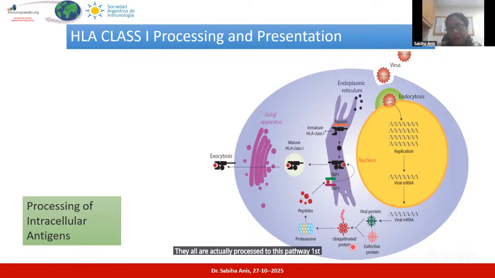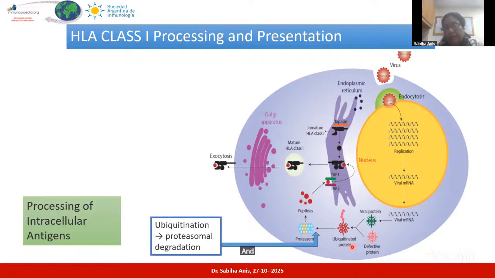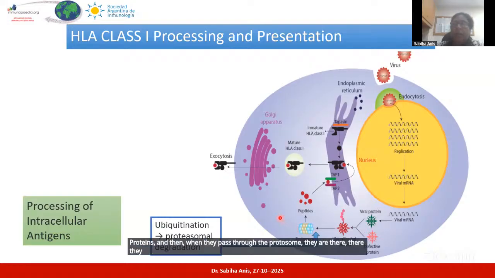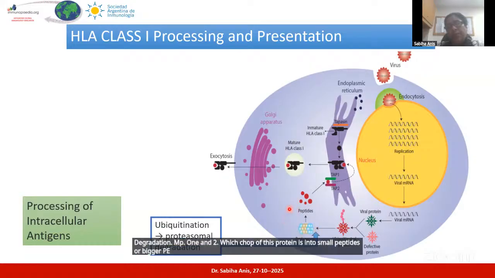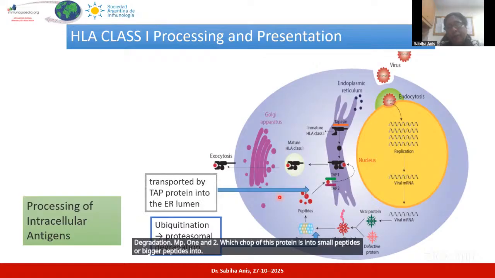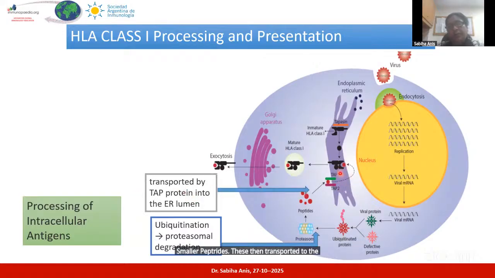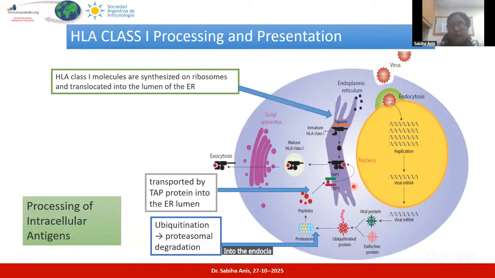First, they are ubiquitinated, which means they are tagged with ubiquitin proteins. Then they pass through the proteasome, which has proteins for proteasomal degradation, LMP1 and 2, which chop these bigger proteins into smaller peptides. These are then transported into the endoplasmic reticulum with the help of the transporter associated with antigen processing, TAP.